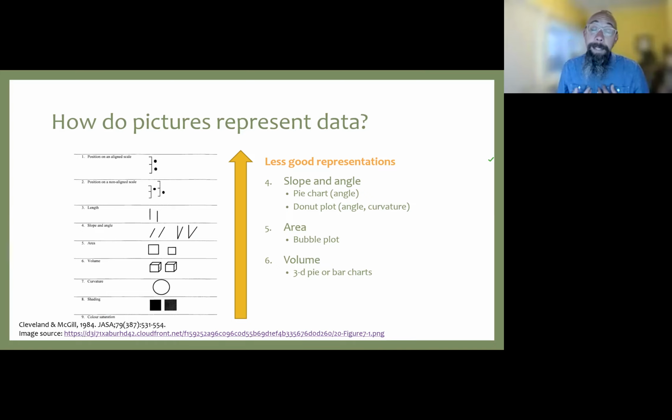Now, bubble plots, I'm actually a fan of bubble plots, but people are bad at interpreting them, because the information is conveyed by area, how big the bubble is. And we're just not very good at gauging, is that bubble a lot bigger than that other one or just a little bit bigger? What does it mean? So we're not very good at gauging area. And then volume is towards the bottom.